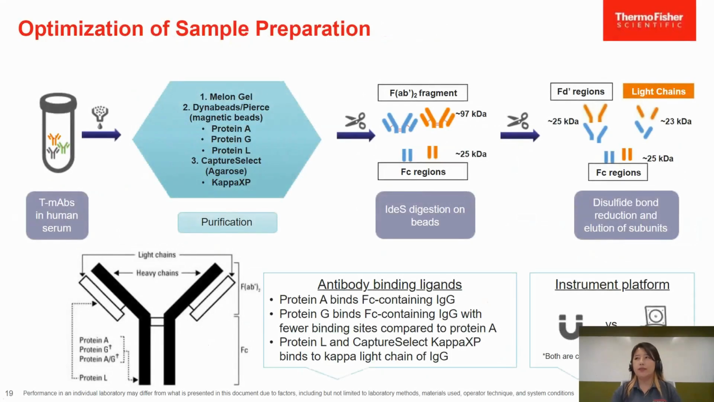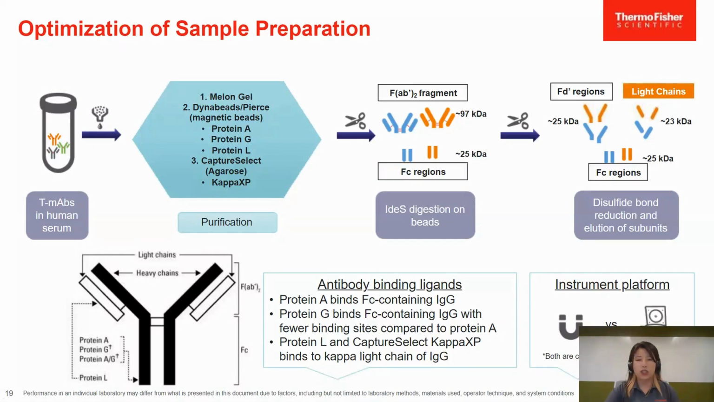I'm going to show some data from our optimization process. First, we show which purification technique we chose and how we optimized the sample preparation. We tested different purification techniques: Melon Gel, Dynabeads with different ligands like protein A, G, and L, and also agarose-based beads, here KappaXP.